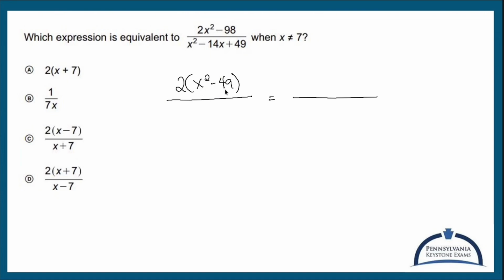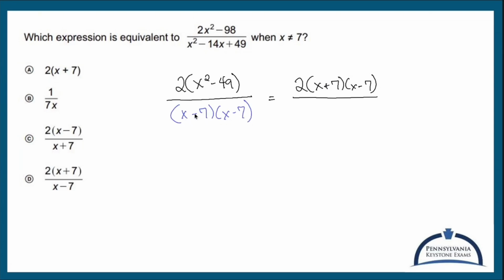Now, x squared minus 49 is a difference of squares, and a difference of squares factors out to x plus 7, x minus 7, like so. So that's the numerator. I'm done there. The denominator is a little bit friendlier, where I can think of two numbers that add up to negative 14 and multiply out to 49. That's going to be the same exact number, x minus 7 and x minus 7.